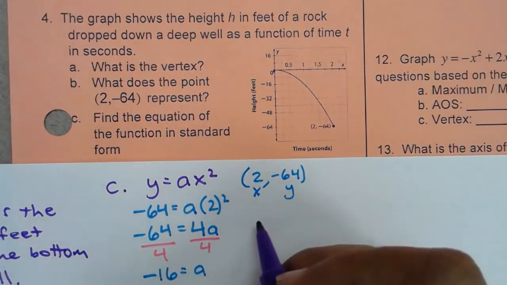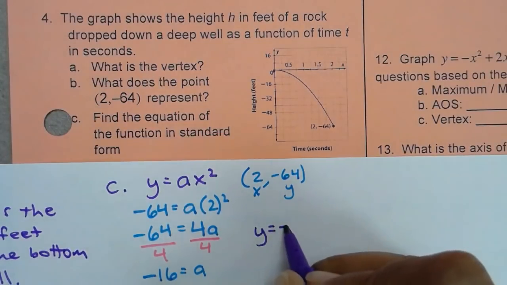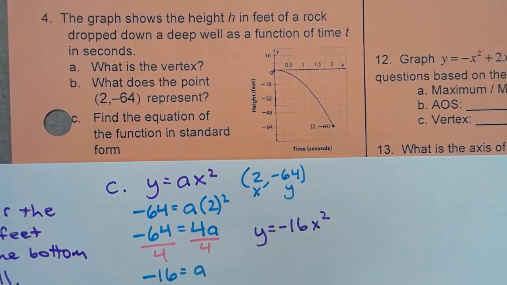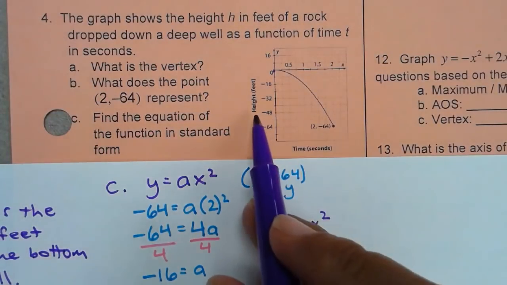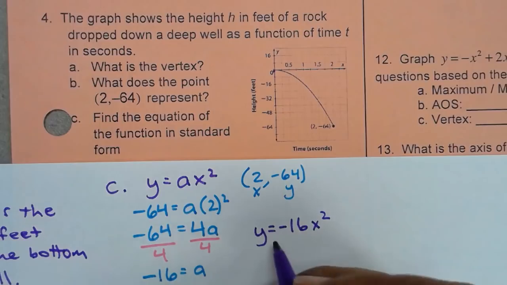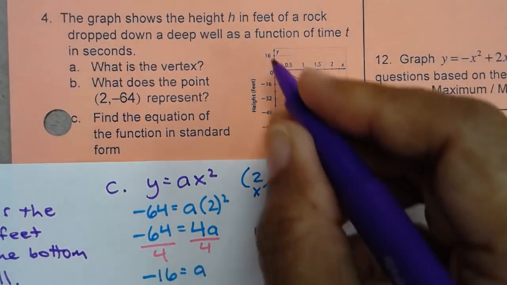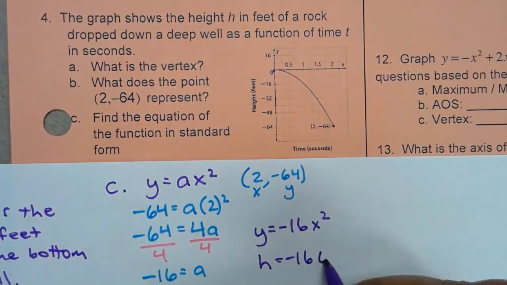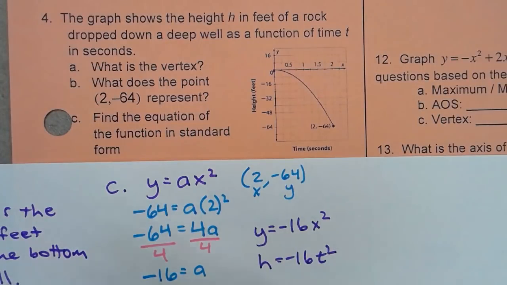So we're ready to write the equation. Y equals, we found a, which is negative 16. And then we have our value. You could use t. I'll just write it with x first, x squared. But you can write this whole thing in the form with the h and t, because they do say time in seconds and height in feet. So you could write it this way, or you can write the height, which is really your y value, equals negative 16, and then x is really your time squared. So either way, but this is the standard form.